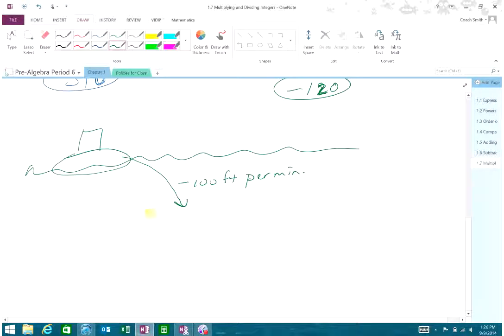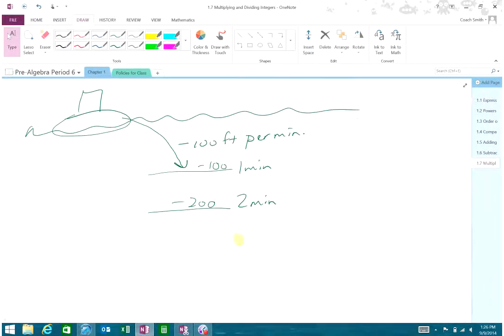Okay, so in the first minute, it'd be at negative 100. At 2 minutes, it would be at what? Negative 200. Okay, at 3 minutes, be at negative 300. Now, obviously, we don't want to have to do this for 200 minutes. Okay, that would be sort of ridiculous to do that. So how can I come up with an expression that tells me how deep it'll be in 200 minutes? Joshua? Right. We'd take 200 times negative 100.